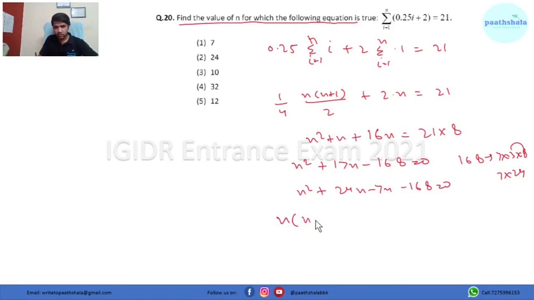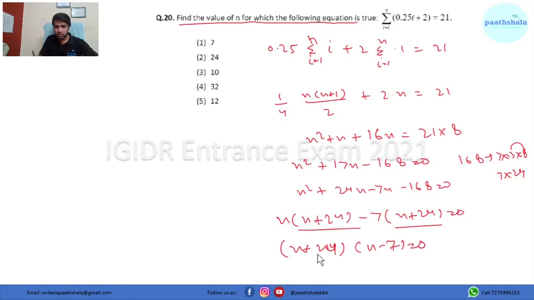If you take n as common, it will come out to be n plus 24. If you take minus 7 as common, this will come out to be n plus 24 equals 0. Now you can take n plus 24 as common, so you will get n minus 7 equals 0. So finally n will come out to be 7 and minus 24. This value we will not take because n has to be positive. So option 1 is the right option.